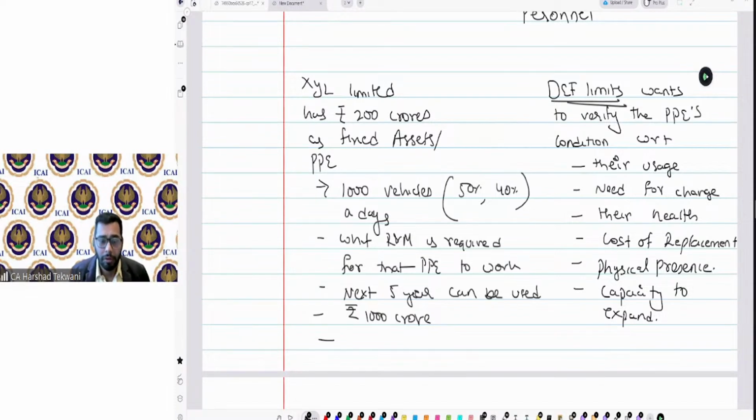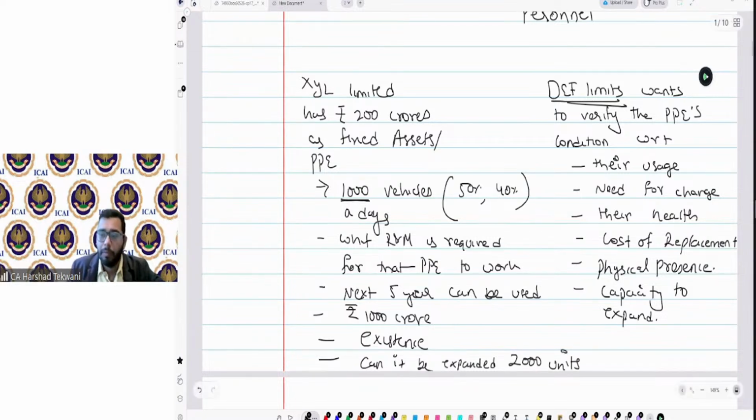Physically present or not. So kind of an existence check through count, and capacity to expand. So let's say today the company is producing 1,000 vehicles. Can they expand? Can it be expanded to 2,000 units per day? Or 3,000 units per day.